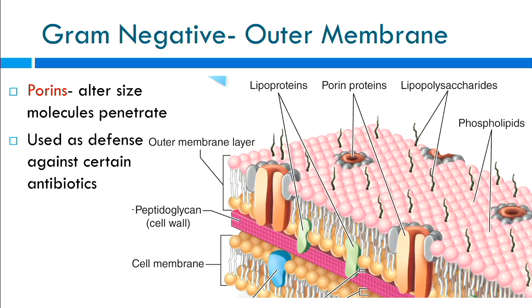Okay, here's your outer membrane, which is essentially just like a plasma membrane on the outside. It's made of phospholipids. Here's your LPS molecules. They have these pores. It's just called a porin. It's essentially just a protein that's going to go all the way through, so it can control what's coming in and out of the cell. Can also be used as a defense against certain antibiotics.